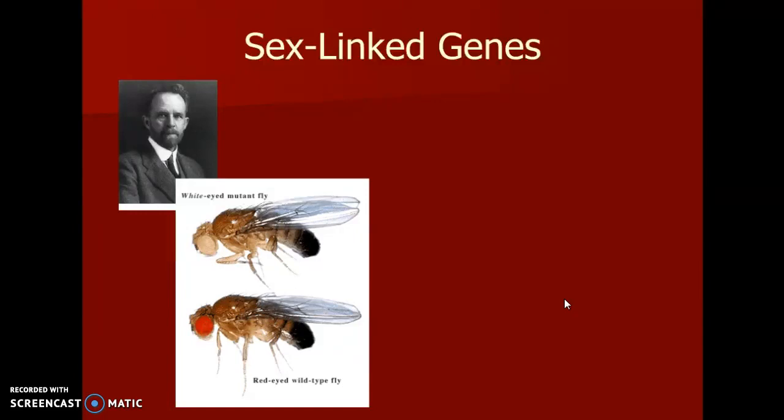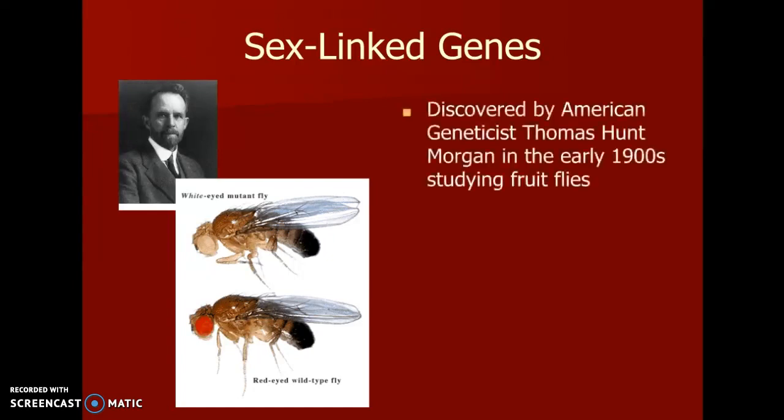So let's switch gears here and talk about sex-linked genes. As the name implies, it's related to the sex of the individual. It was discovered by an American geneticist, Thomas Hunt Morgan, in the early 1900s, and he was studying Drosophila melanogaster, otherwise known as the fruit fly. We can see a couple pictures of them here. I guess people really like to use the fruit fly because probably nobody cares that you do experimentations on them. But they're very popular to use.